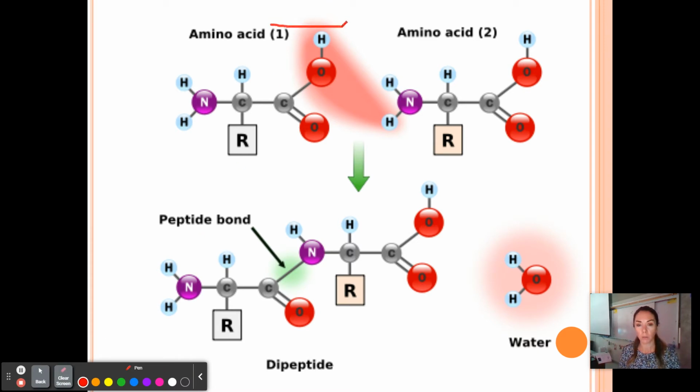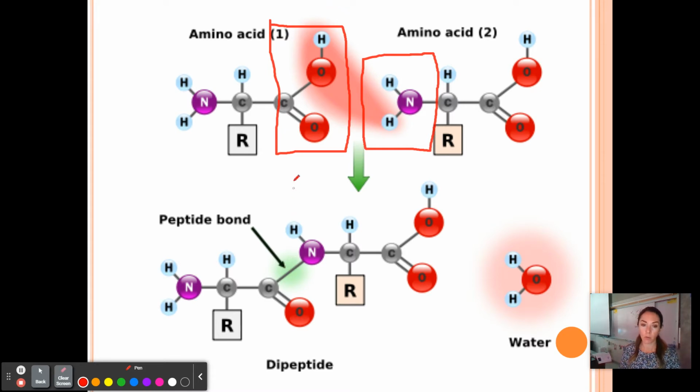When a carboxyl group right here, right? So I've got my carbon, my hydrogen, and my oxygens and my hydrogen. This carboxyl group is going to make a bond with an amine, right? So this is an amine, this is a carboxyl group, and those two come together to form a bond right here. So you can see right here, so if I kind of look down here, right?